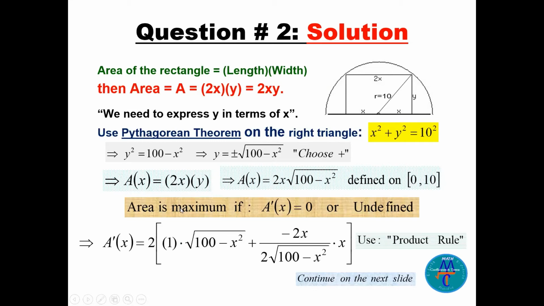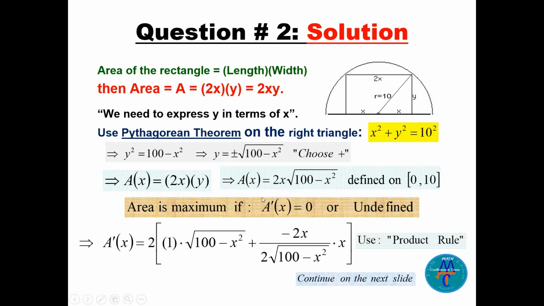So the area is maximum if A prime is equal to 0 or A prime is undefined. So we need to find the derivative of this function. That's the application here. So A prime: there is a 2 here, just take it outside and leave it. Inside we have x times this one. So by the product rule, I think you remember, the product rule will be u prime v plus v prime u.